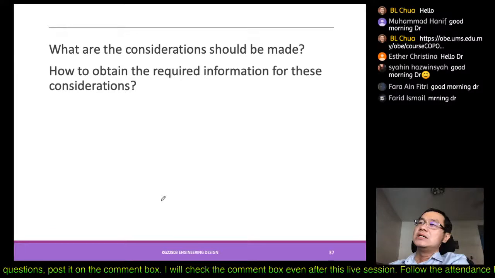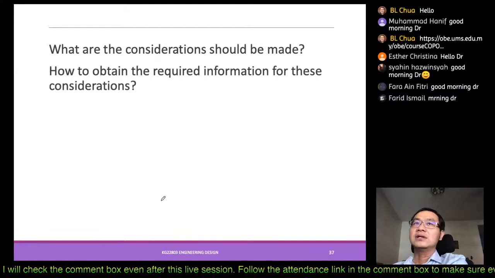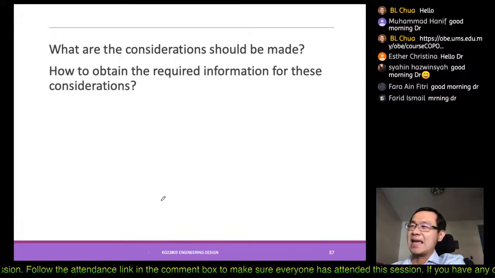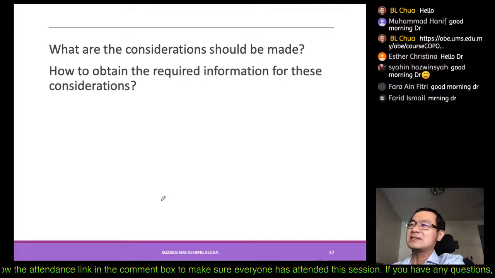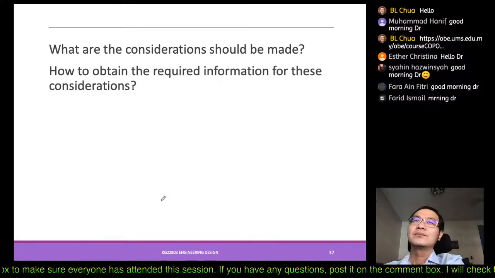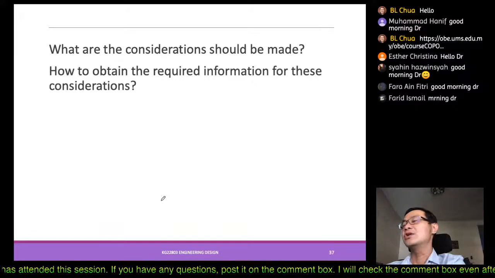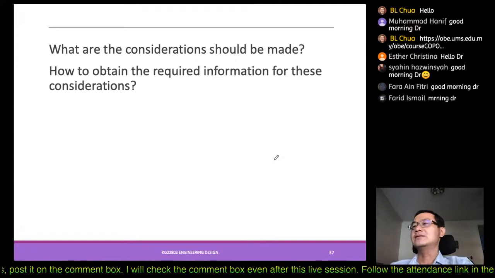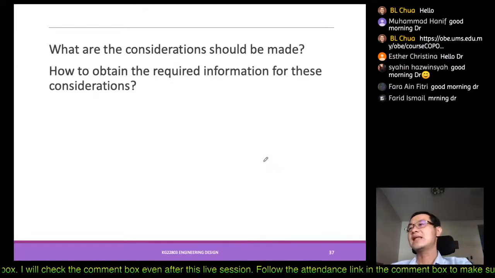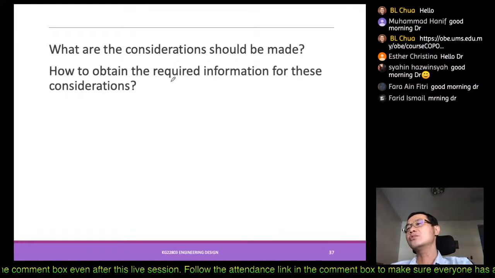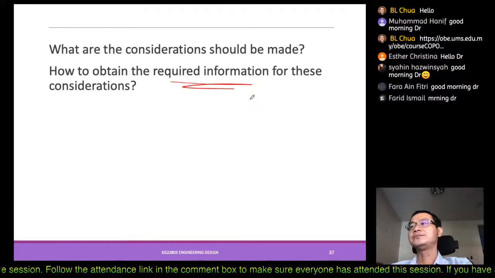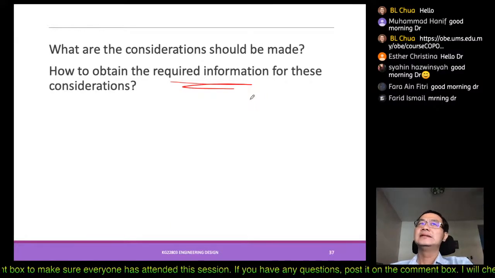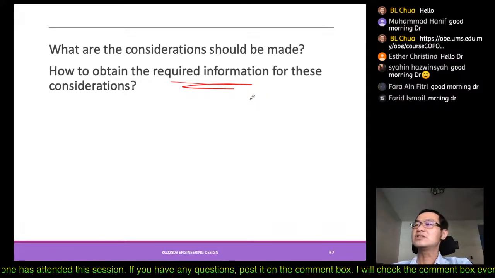The considerations are very similar to the belt. Basically it is the same with the belt. You have to consider the type of applications and so on. We will go through that in the later part, through our design steps, and then how to obtain the required information. Again, as we have discussed for the belt, it is very similar.